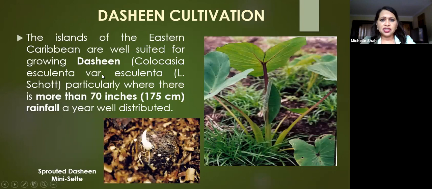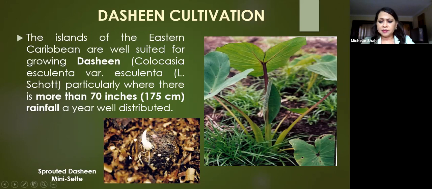We now speak about dasheen. In the islands of the Eastern Caribbean, dasheen is suited for cultivation when there are more than 70 inches of rainfall per year. Those are the areas where dasheen cultivation is recommended. This is a dasheen plant as seen in the photo, and this is a sprouted dasheen mini set. And this is how it is grown from a mini set.